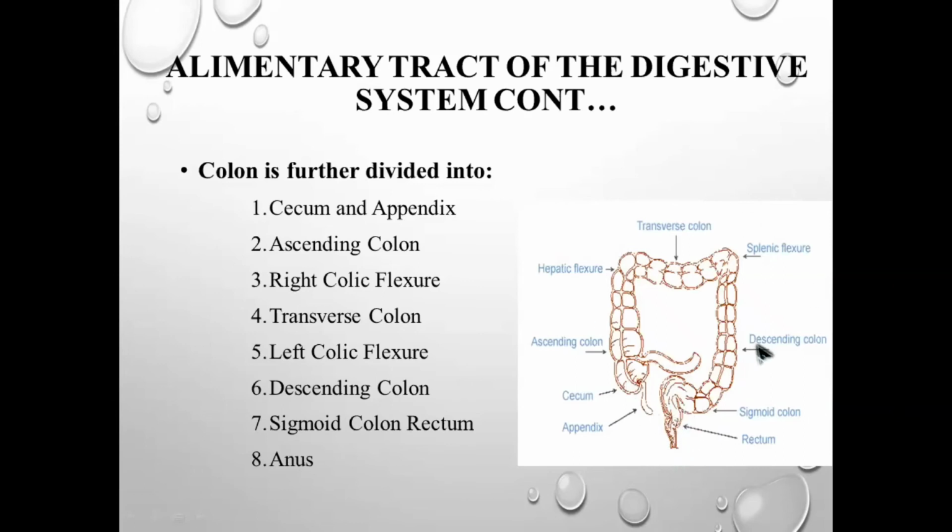In between these parts we have two flexures. The junction between the transverse colon and the descending colon we call the splenic flexure, and here it will be the hepatic flexure. These are the main parts of your colon. Once again, I repeat: the appendix, then cecum, ascending colon, transverse colon, descending colon, sigmoid colon, rectum, and anus. You get two flexures: on your right side the hepatic flexure, and on the left side the splenic flexure.